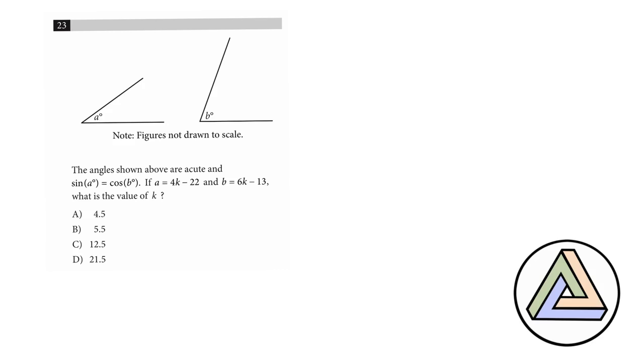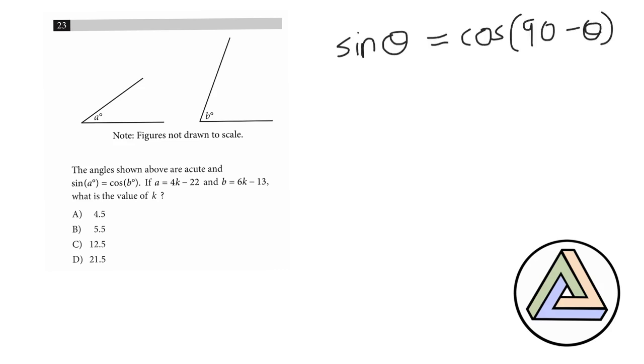Okay, the angles shown above are acute, and sine A equals cosine B. If A equals that, B equals that, what's the value of K? Okay, so there's a relationship where the sine of some angle, if it's an acute angle, is equal to the cosine of 90 minus that angle. That's worth noting. Now I'm using a theta symbol. You could call it sine x equals cosine of 90 minus x. That's fine, but this is a theta symbol.